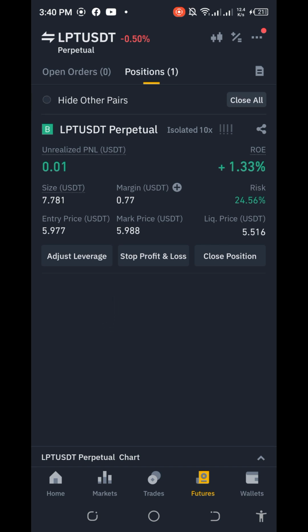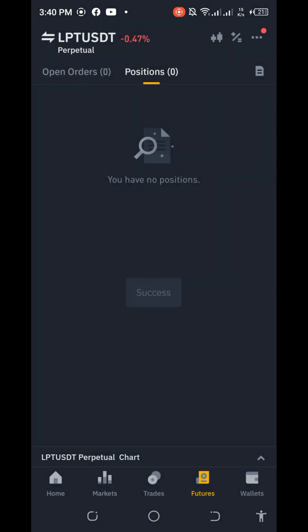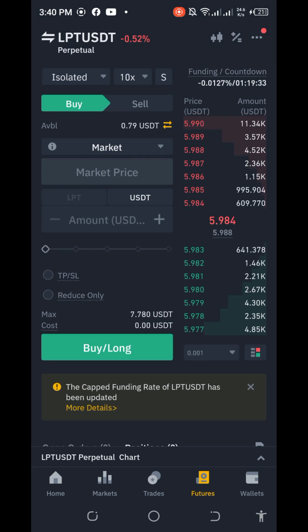So that is that. So now if I'm in profit and I want to close the position, just click here and close the position. The market, you can see there. You can see from 0.78 now to what? 0.79. You can see there. So that is that now.